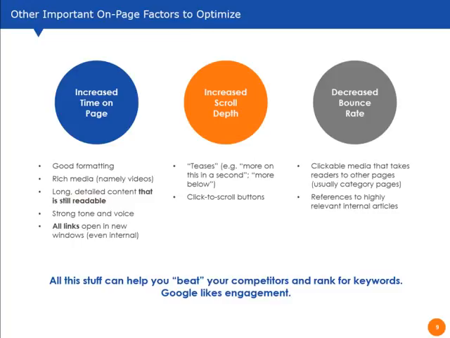This might be category pages or other internal pages as well. And then references to highly relevant internal articles. All of this stuff really can help you beat your competitors and rank for keywords. And overall, Google really does like engagement. So I do want to just show you again an example article that is doing a good job with on-page factors.